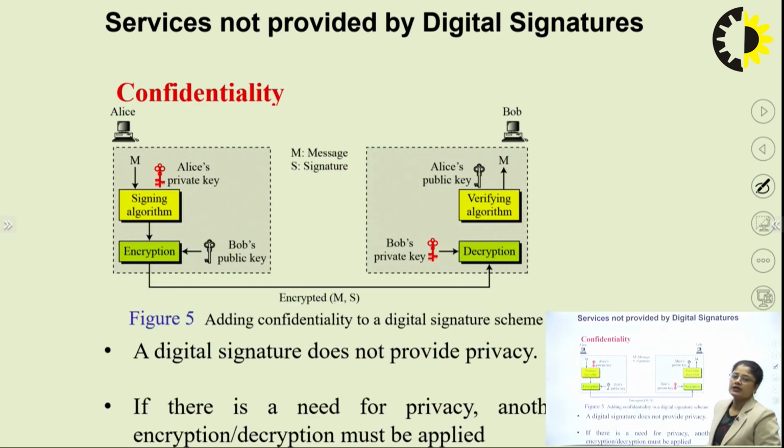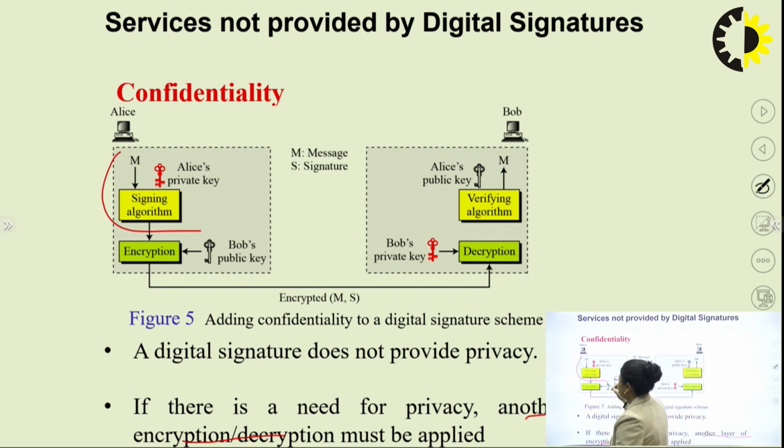Then the next point is confidentiality, which is also an important requirement when it comes to cryptography and network security. But unfortunately, digital signature by default does not provide confidentiality. So if we need confidentiality in addition to features like authentication, integrity, and non-repudiation, in that case we need to provide the digital signature by adding another layer of encryption and decryption. So we have to add an extra layer. What is the extra layer?